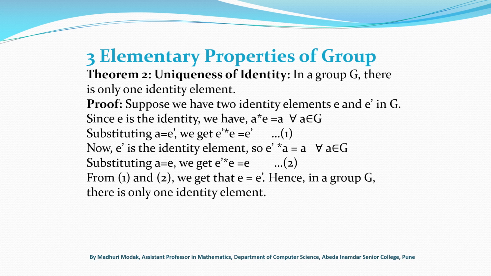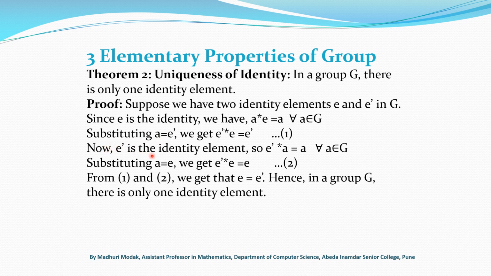In the same way, we consider here that there are two identity elements, say E and E dash, in a group G. Now, as E is the identity element in G, by definition of identity element, for any element A in G we can write A star E equal to A. Actually, A star E equals E star A equals A. We are considering the part A star E equal to A. As this is true for all elements in G, it is true for E dash also, being an element of G. So we put A equal to E dash here. So E dash star E is equal to E dash.